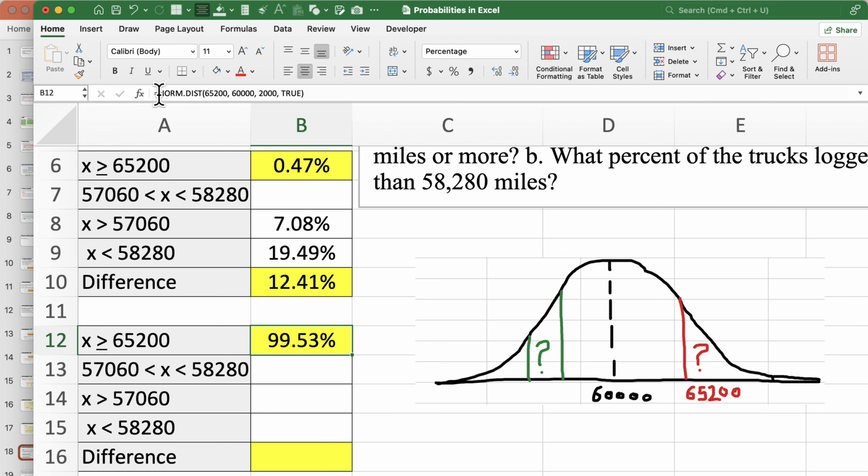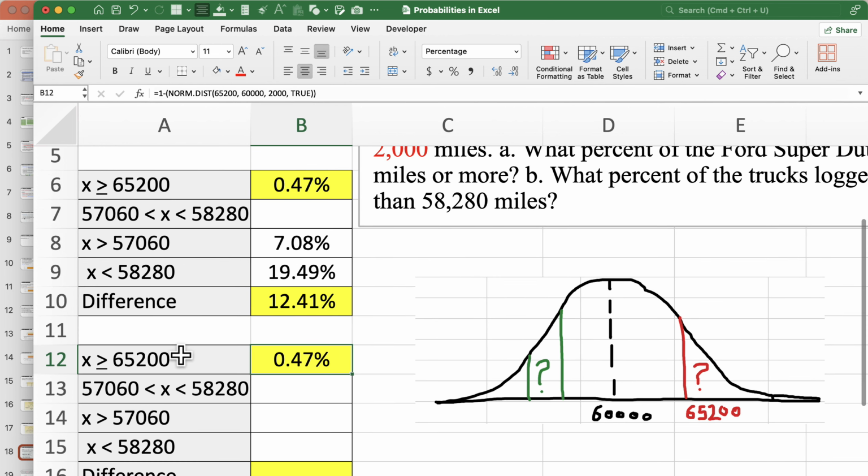So which means I can just enter here 1 minus, and I will add a few parentheses which are necessary, and if I hit enter, that gives us 0.47, which means this area is 0.47%.